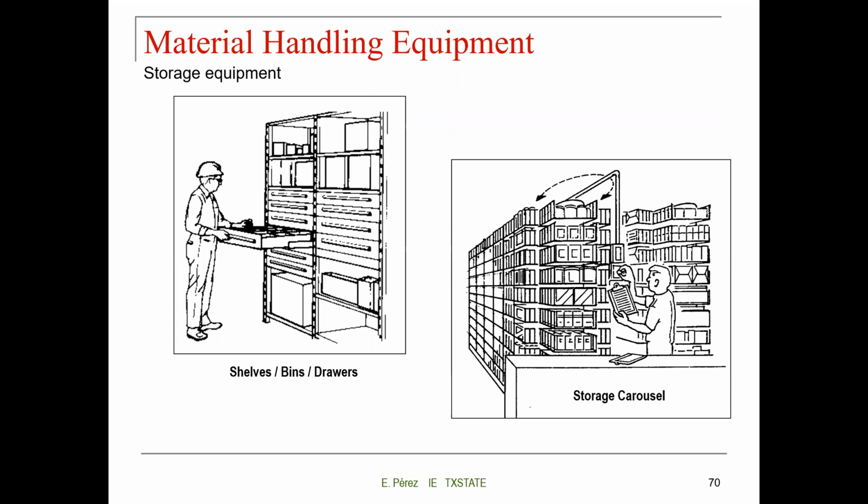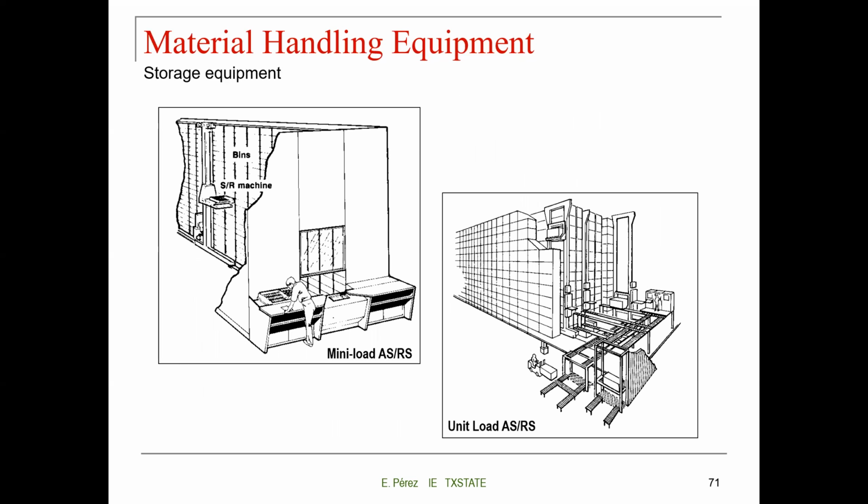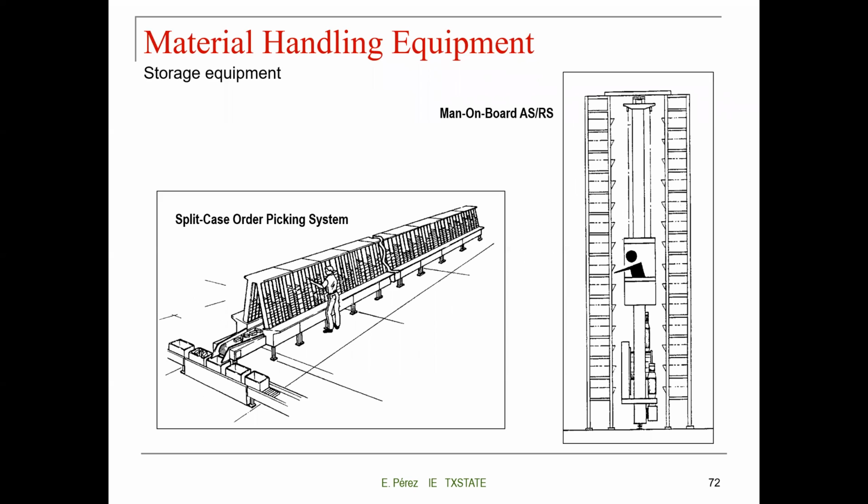The shelf, bins, drawers, and the storage carousel, those are common in HEB, UPS, not UPS, but Amazon and HEB use those storage carousels a lot. Mini-load ASRS and the unit load ASRS. Split case order picking system and the man on board ASRS.